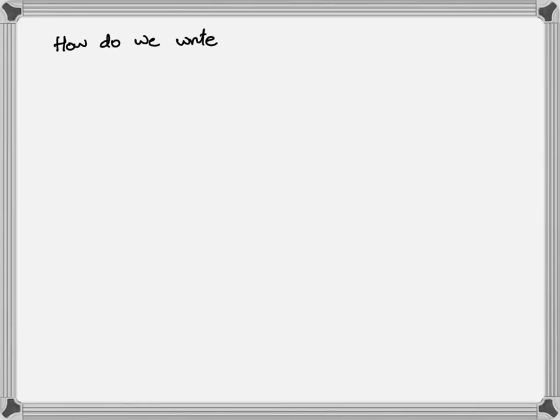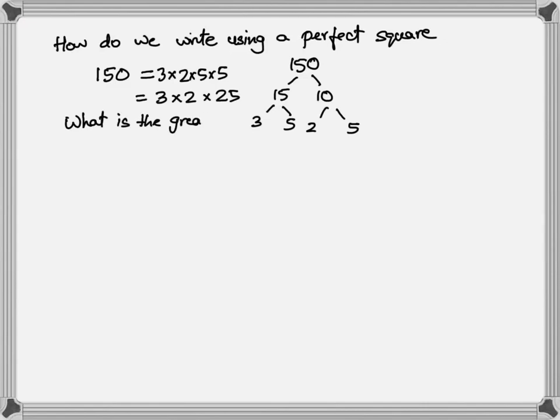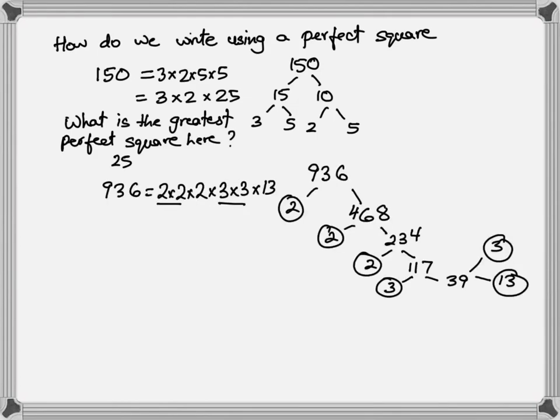So how do we write using a perfect square? If you have a number, let's say 150, right? If you break it apart, it's 15 times, right? So you can break them apart, right? So what is the greatest perfect square here? The answer is 25, right? And same thing with 936.